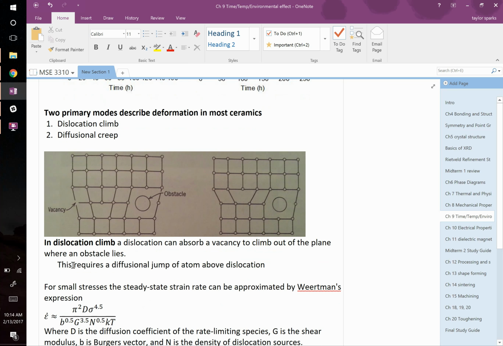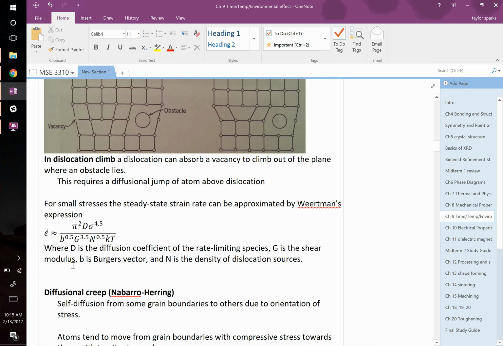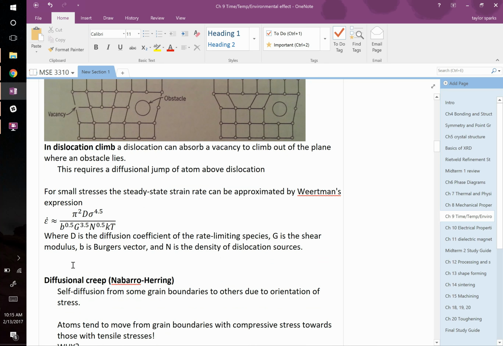diffusion. For diffusion to happen, you basically have to have temperature. So this is not something that's going to work very well at low temperature, right? In fact, the rate at which it occurs is given right here. Here's your strain rate for diffusion climb, or dislocation climb.